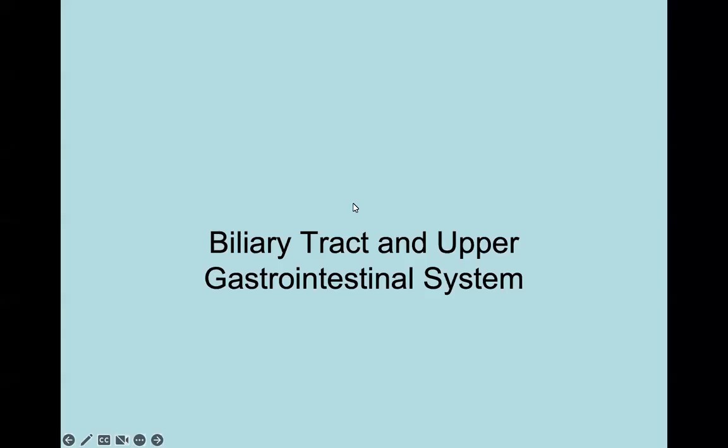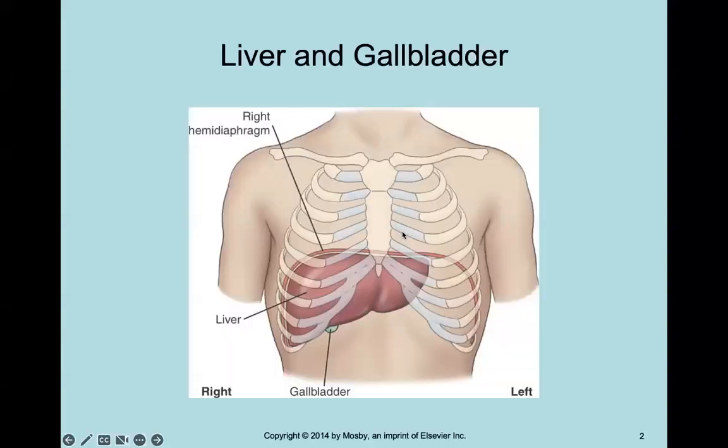Okay, so week 1, we're starting with the biliary tract and upper gastrointestinal system, commonly called the upper GI system or upper GI tract.